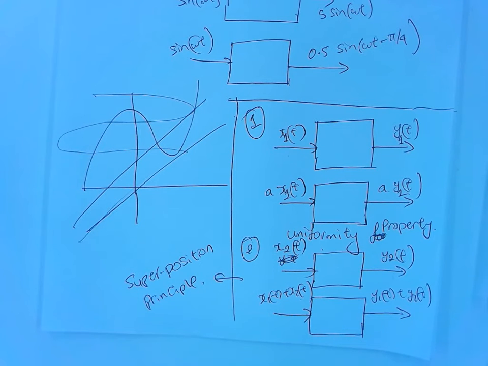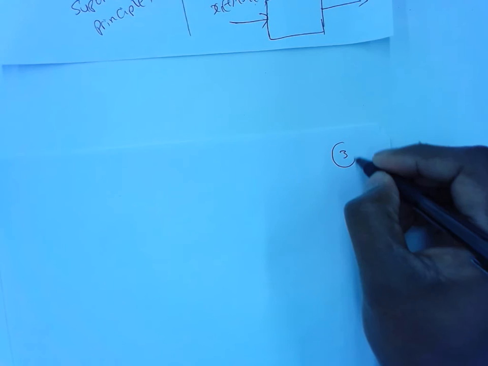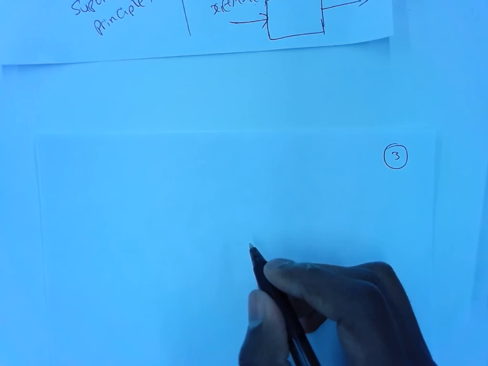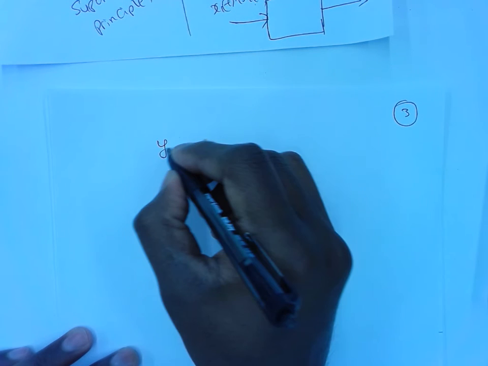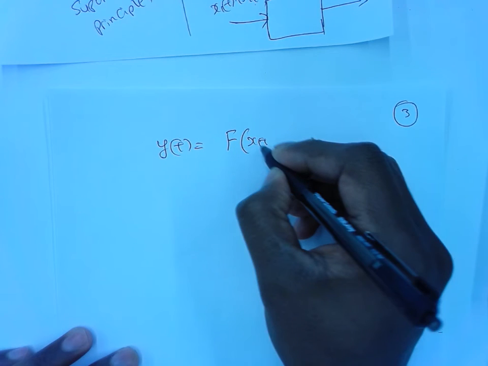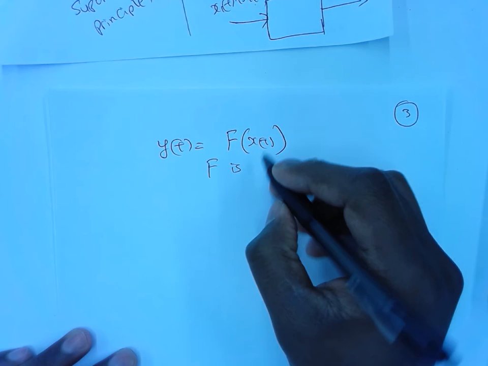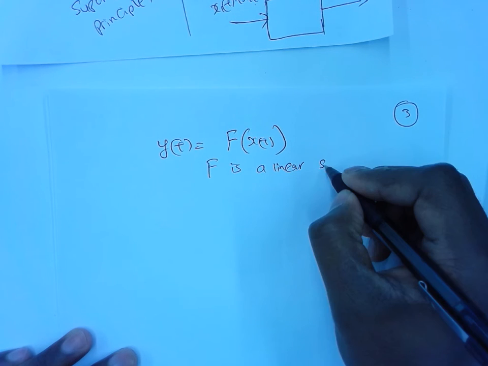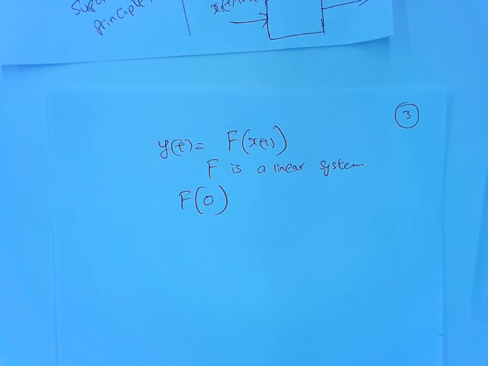Now here's a very simple property for a linear system. Just to get our hands a little bit dirty, let's say we denote our linear system with f. That means my output y of t is some f of x of t, and f is a linear system. Then what is f of 0? f of 0 means I'm applying the 0 signal, 0 as a function, the constant function 0. What would be the output for a linear system? It should be 0.